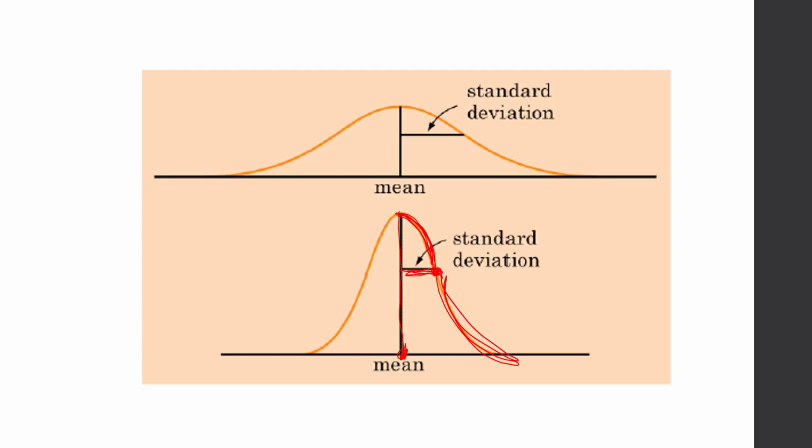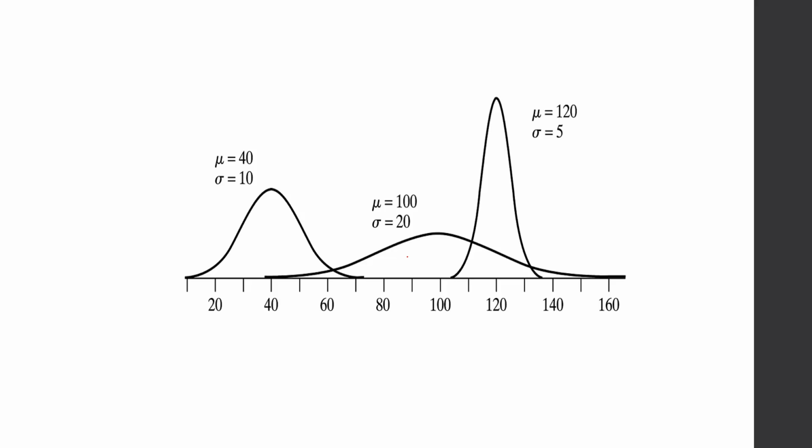The place where it changes from concave down to concave up is that inflection point, and the standard deviation is that distance from the mean over to that inflection point. We can have lots and lots of different normal distributions. The mean determines the center. So notice the mean of this first one is 40, the second one is 100, and the third one is 120. The standard deviation describes the variability in that distribution.